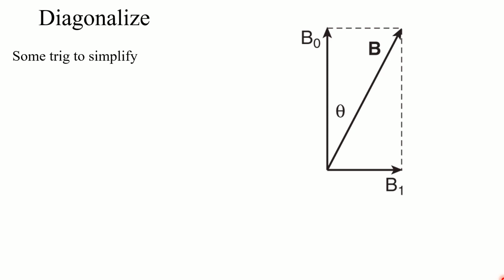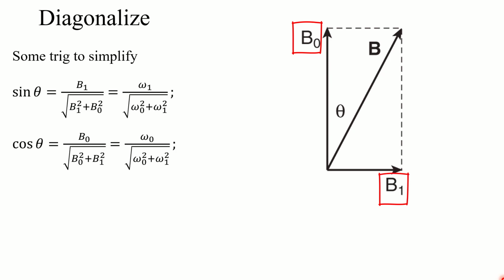Rather than continue on with our typical diagonalization formula we learned in linear algebra, we're going to simplify this Hamiltonian a bit using some trig. And we'll see why in a minute. But essentially, if you look at the magnetic field we've applied, we have that B0 in the z direction and B1 in the x direction to give our total magnetic field vector.